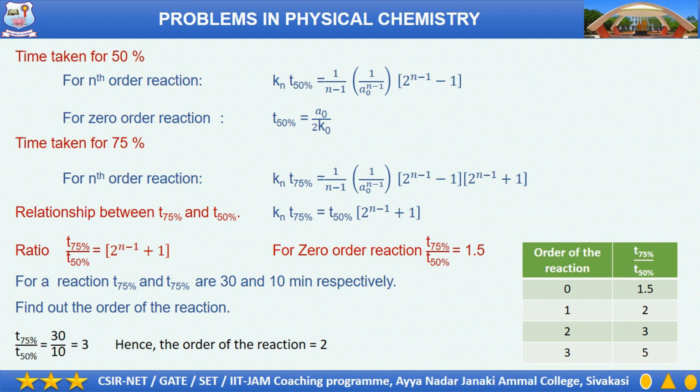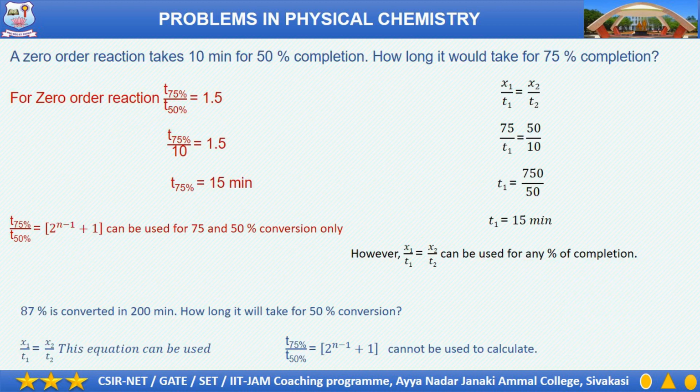And using these formulae, we can give a number of problems. Shall we start doing problems in this section? Take down the first one, a zero order reaction. A zero order reaction takes 10 minutes for 50% completion. How long would it take for 75% completion?